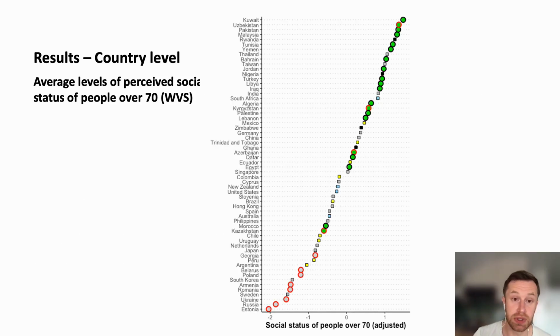Let's have the first look at the data by comparing means. Here you can see the ranking based on the social status of older people, and at the top you can see the green circles which represent predominantly Muslim countries, and at the bottom the red circles that represent post-communist countries.